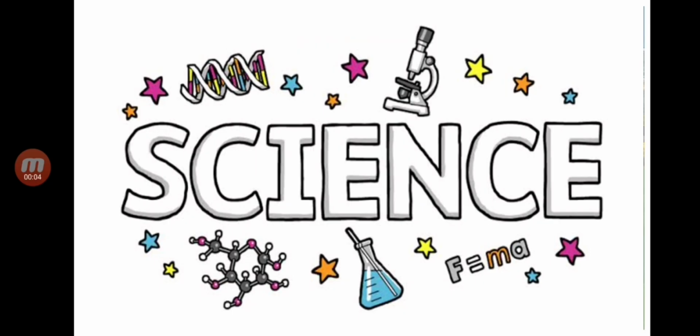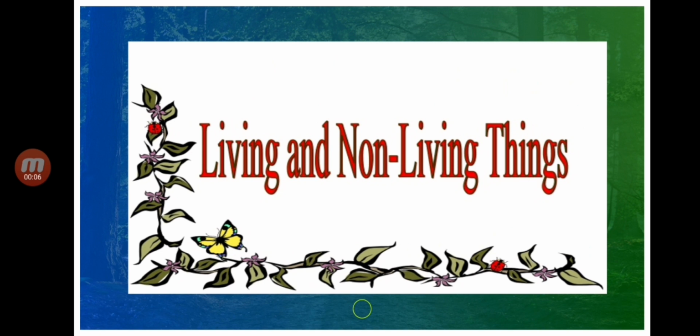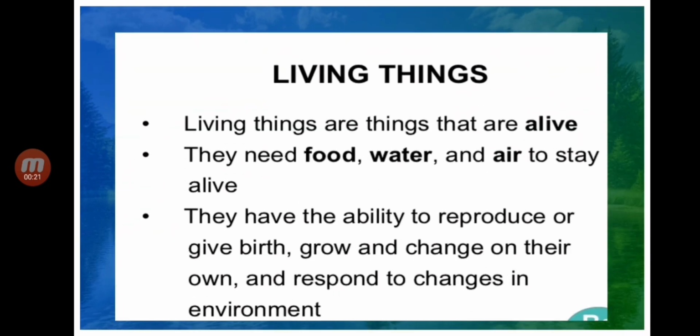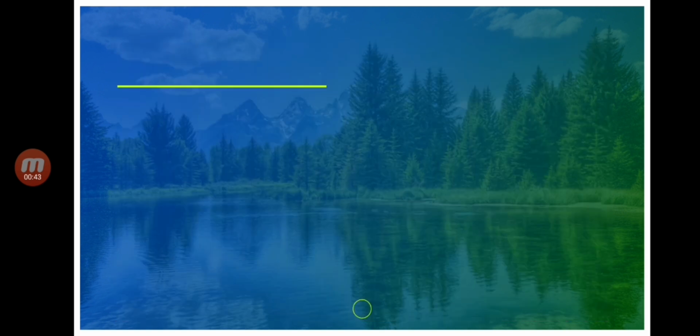Our subject this time is all about science, and let's have a little review about our past lesson, which is about living things and non-living things. Living things are things that are alive. They need food, water, and air to stay alive. They also have the ability to reproduce or give birth, grow, and change on their own, and respond to changes in the environment. That is a living thing.